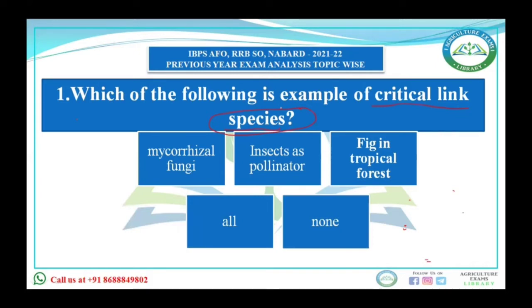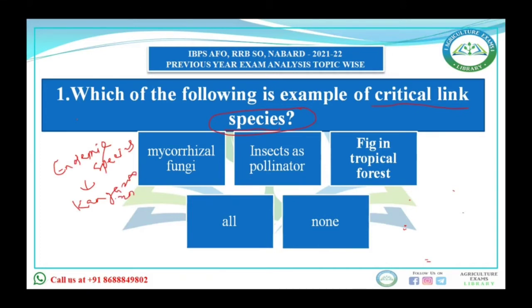First is endemic species. This is a species which is found only in a particular area. The species which is found only in a particular area is known as endemic species, like kangaroo in Australia.